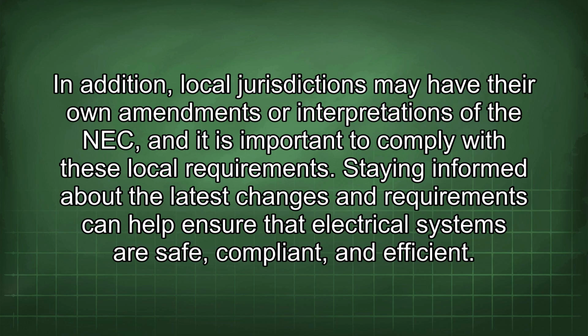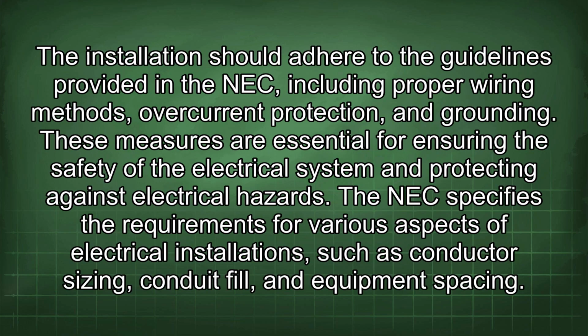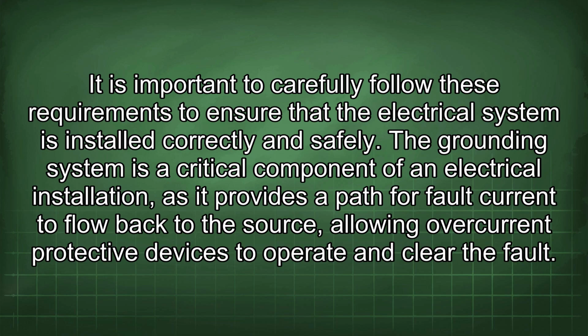compliant, and efficient. The installation should adhere to the guidelines provided in the NEC, including proper wiring methods, overcurrent protection, and grounding. These measures are essential for ensuring the safety of the electrical system and protecting against electrical hazards. The NEC specifies the requirements for various aspects of electrical installations, such as conductor sizing, conduit fill, and equipment spacing. It is important to carefully follow these requirements to ensure that the electrical system is installed correctly and safely.